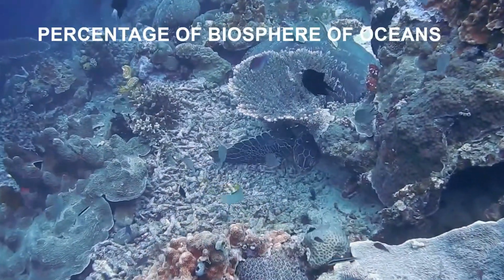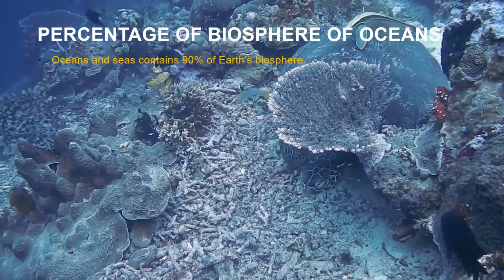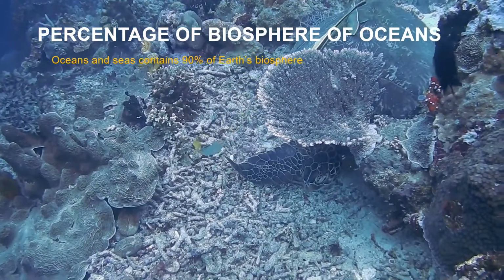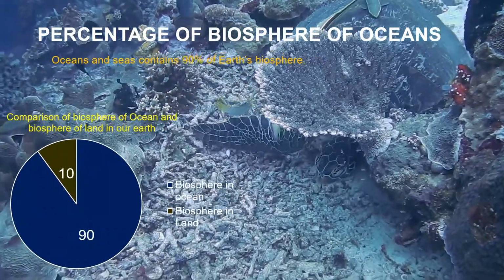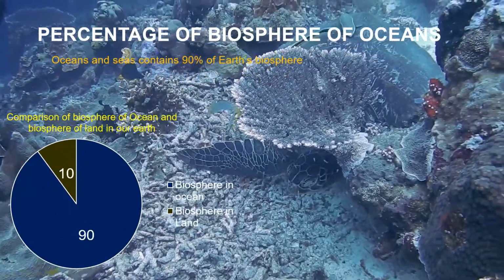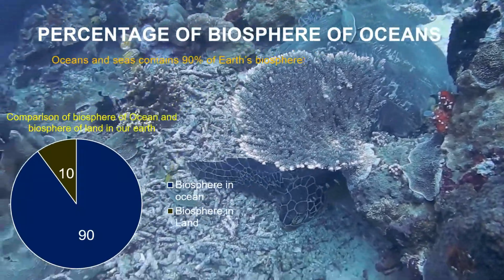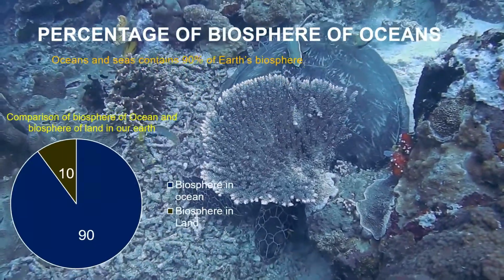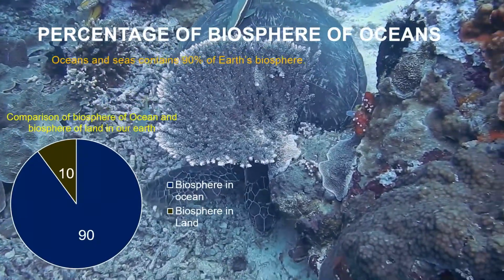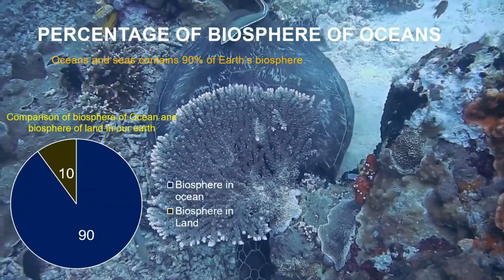Percentage of biosphere of oceans. Oceans and seas contain 90% of Earth's biosphere. The pie chart given below shows comparison of biosphere of ocean and biosphere of land in our Earth. The blue color in the pie chart shows biosphere in ocean and brown color in the pie chart shows biosphere in land.